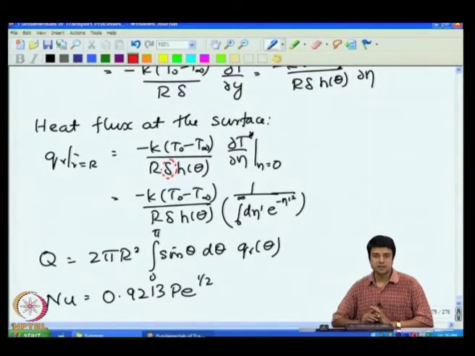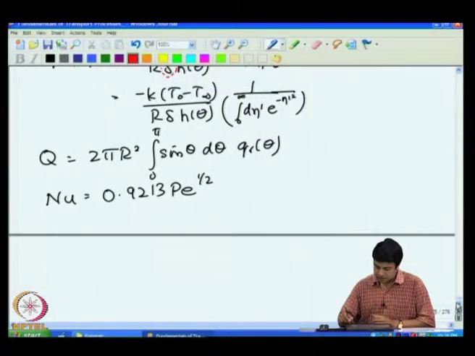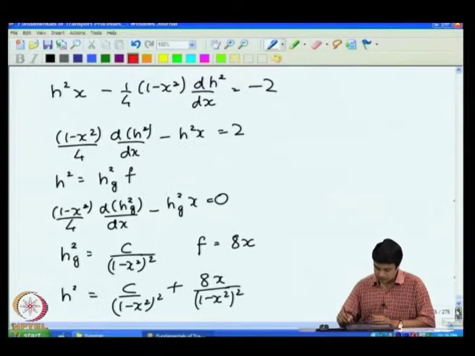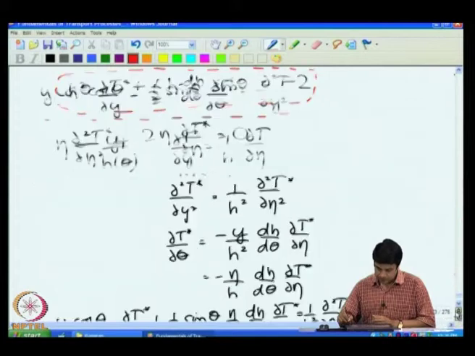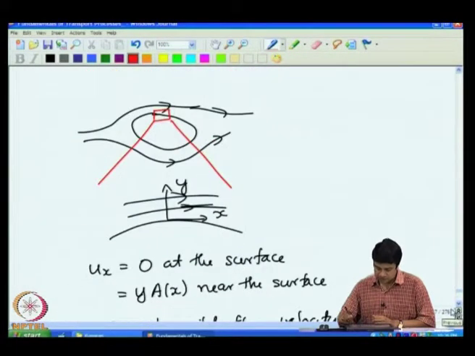So, this is the relation between the Nusselt number and the Peclet number for the flow past objects where there is a slip condition, where there is a non-zero tangential velocity at the surface. And this once again is a relation that is valid for any shape of object. I will just briefly go through the analogy for the case where there is a slip at the surface.